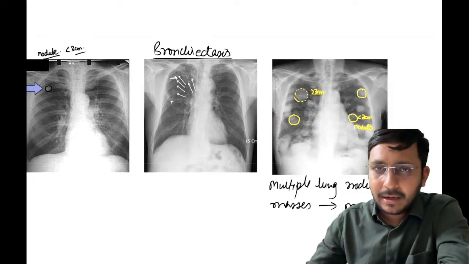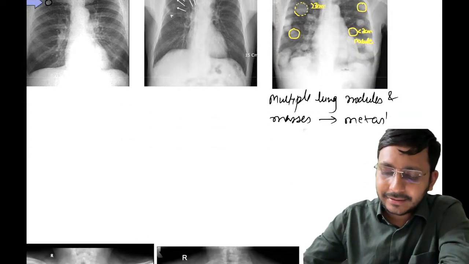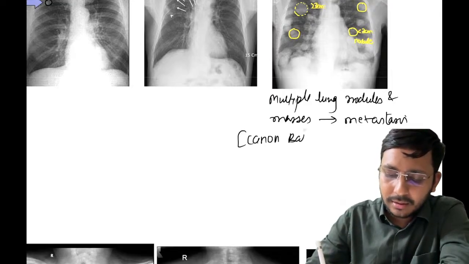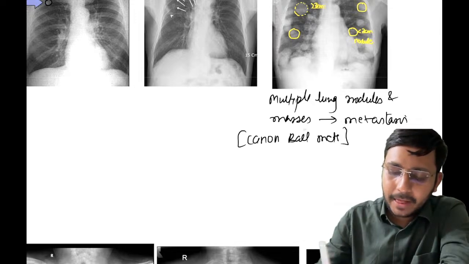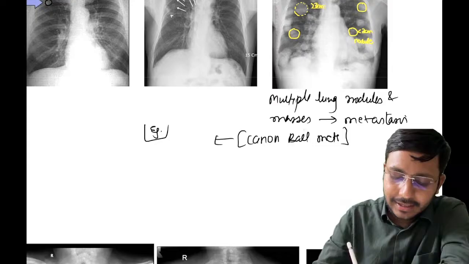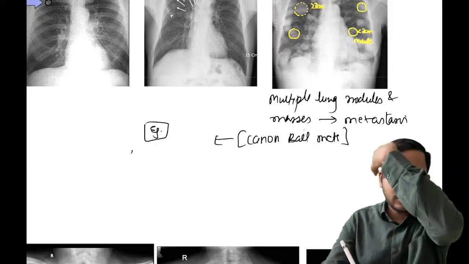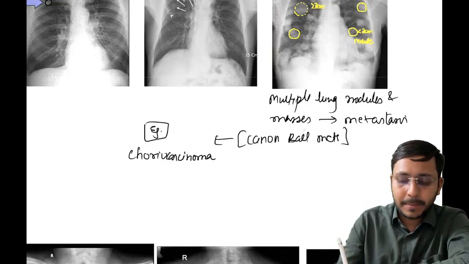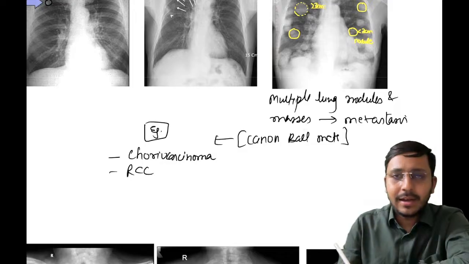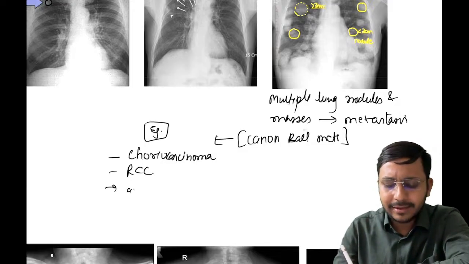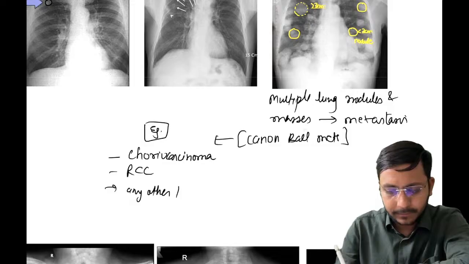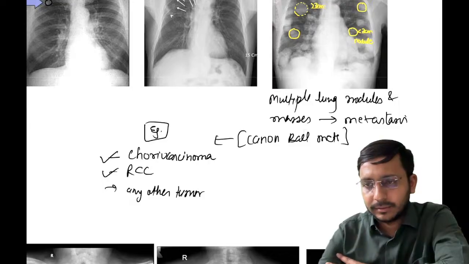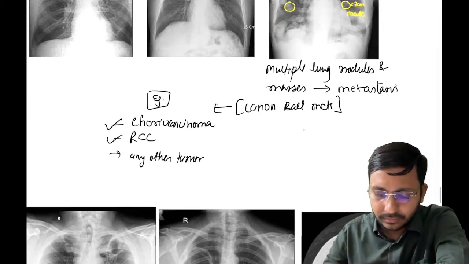Right? This is typical of मेटास्टैसिस एंड इसका एक नाम दिया गया है कैनन बॉल मेट्स. क्वेश्चन आता है विच ट्यूमर्स गिव कैनन बॉल मेट्स. टिपिकली दिस वाज डिस्क्राइब्ड फॉर कोरियोकार्सिनोमा, but they can also be seen in RCC, renal cell carcinoma, or any other tumor. But these two are named tumors for these cannonball mets. ठीक है.